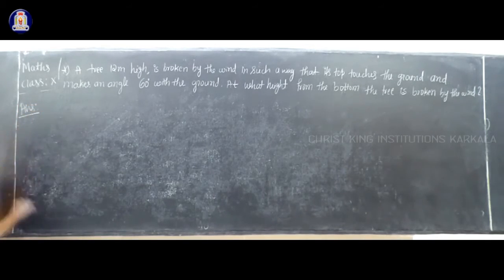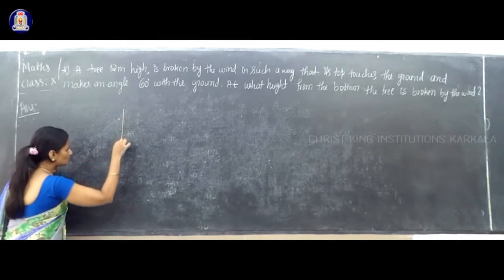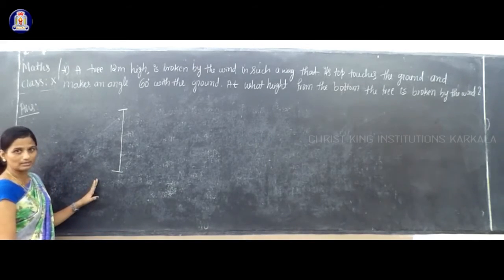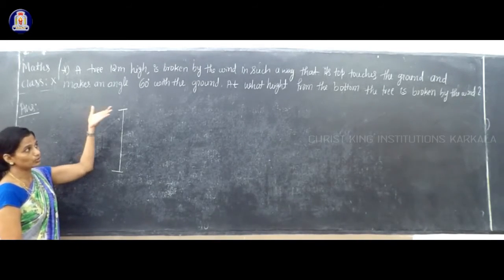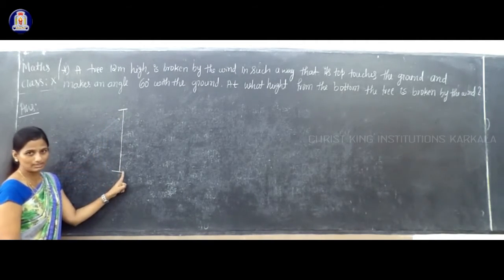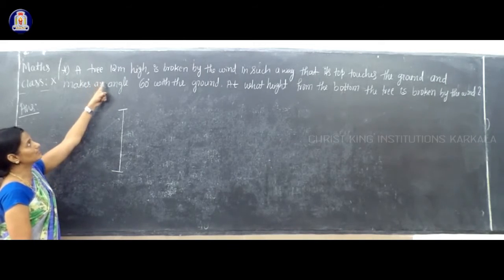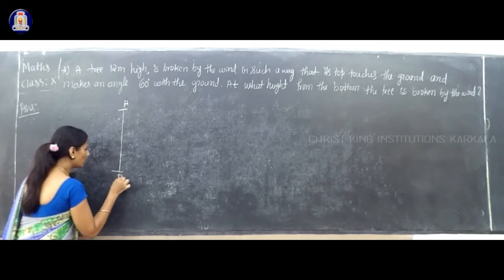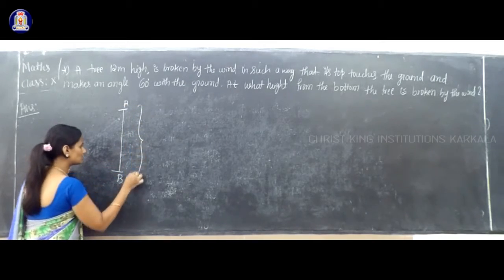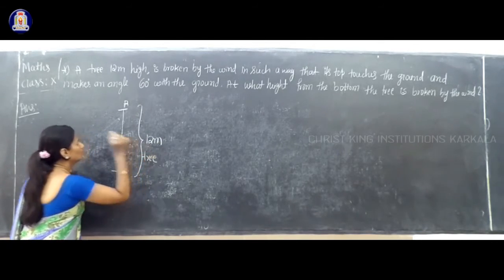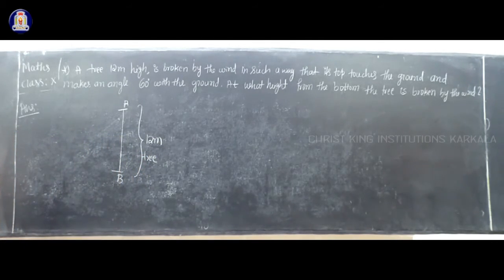Answer. So now a tree is of height 12 meter. So here is one tree. The initial height of the tree is 12 meter. In your previous question, you were asked to find the total height of the tree, but here what is given is a 12 meter height. That means the height of the tree is 12 meter. This is the tree. The total height of the tree is 12 meter.